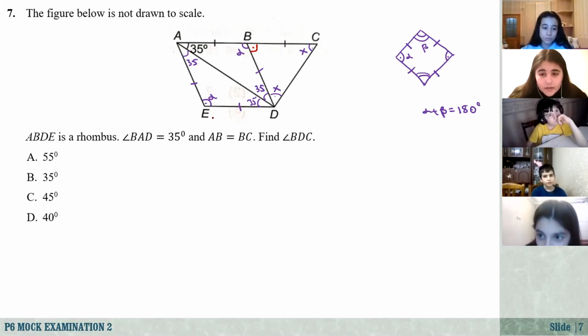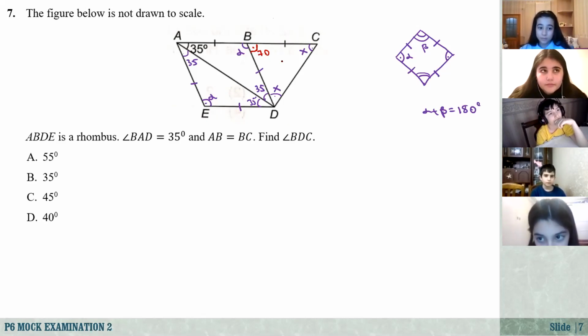Anybody can answer the question. What is the measure of angle B? Yes, Mariam? It's 35 degrees, but I'm not sure. No, no, no. It is 70.